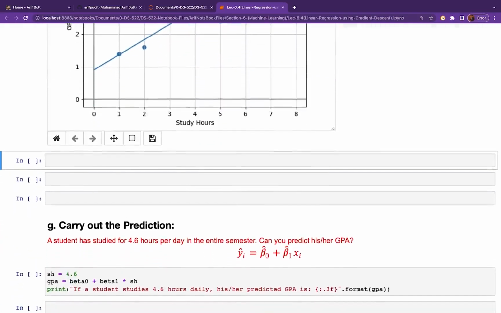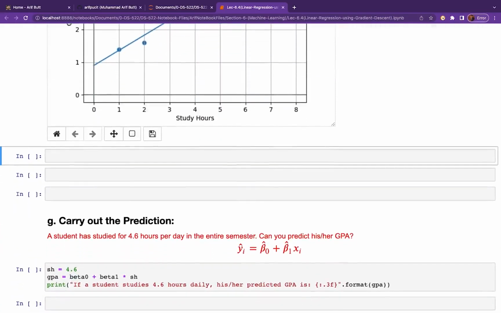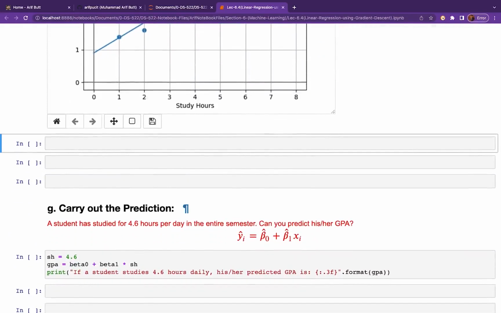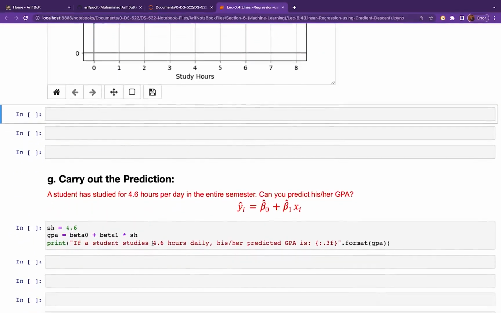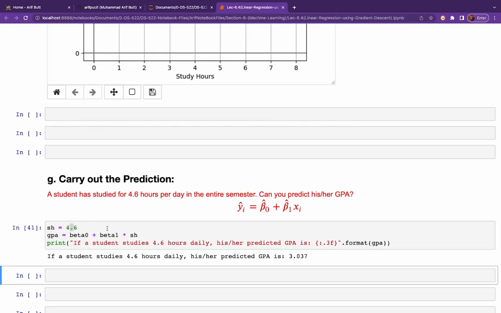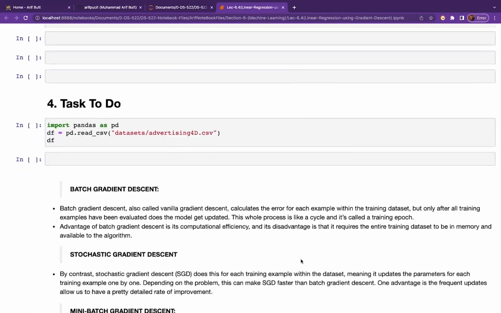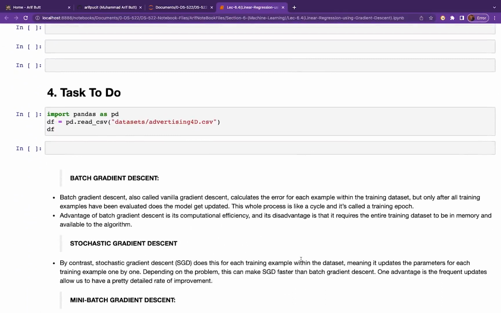Okay, so now we have the regression line. We have the regression coefficients of the best fit line. We can use the line equation to predict the student GPA for any new input of study hours. Let's check out the GPA that corresponds to, let's suppose, 4.6. So that is 3.037. Great job done. My dear students, please make time and check out the accuracy of your model. And let me close today's session with this task to do, which is really important to check your understanding of the concept discussed in today's session.